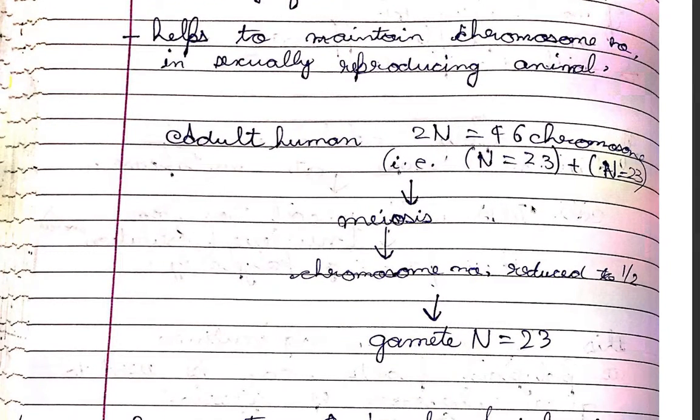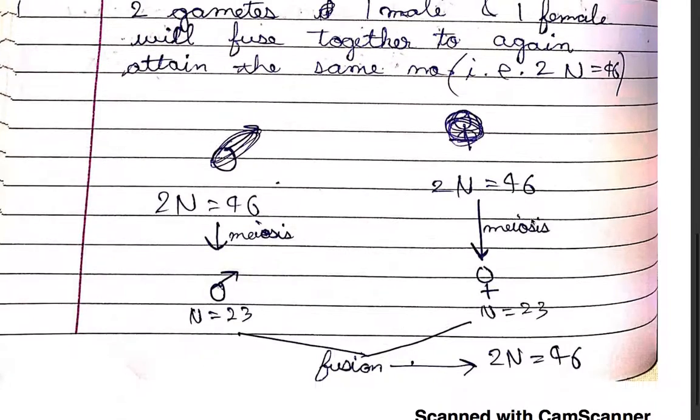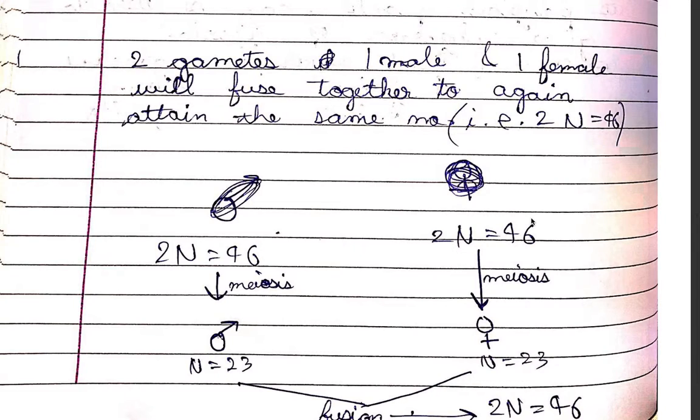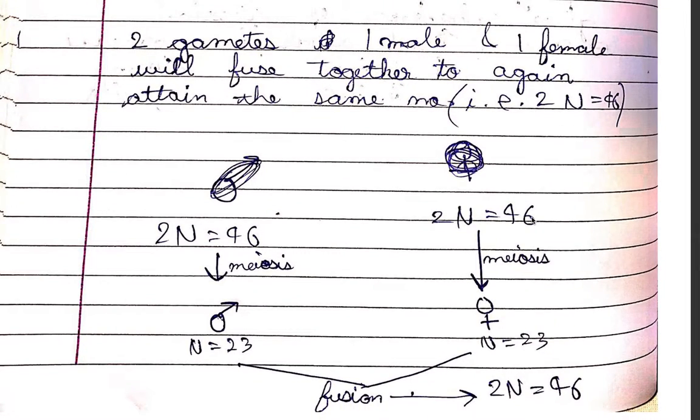In this structure meiosis occurs so that the chromosome number is reduced to half, so that half from both parents combine to form the offspring. Two gametes, one male and one female, will fuse together to maintain the same number. This will become half, this will also become half, and on fusion half and half will form the complete number.